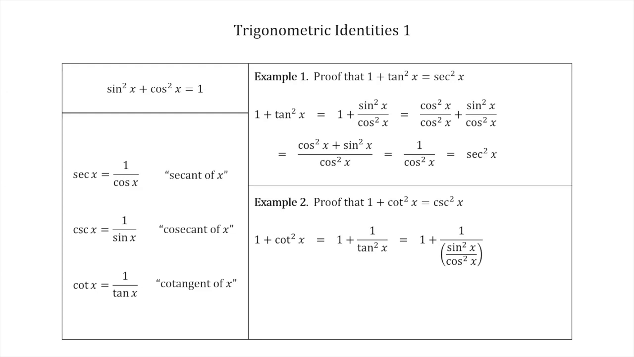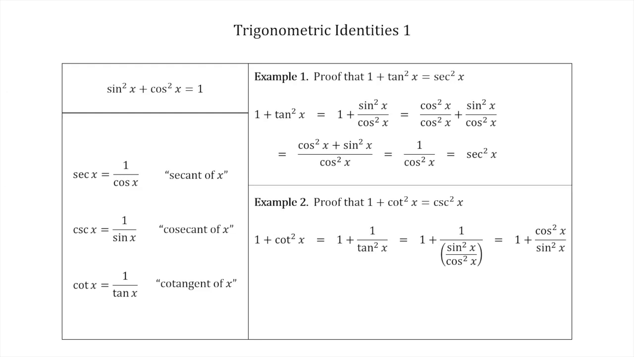Now, if you times anything by 1, you don't change it. So 1 times cos squared of x over sine squared of x is just cos squared of x over sine squared of x. So we get 1 plus cos squared of x over sine squared of x. So we've kept the 1 at the beginning, and we've just rewritten the second term to make it a bit neater. So we end up with 1 plus cos squared of x over sine squared of x.